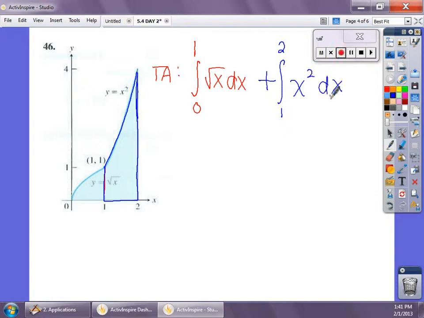So I just wanted to make sure that you knew how to do a problem if there's more than one function. So just to finish this problem off, first thing I would do is remember that this is x to the 1/2.